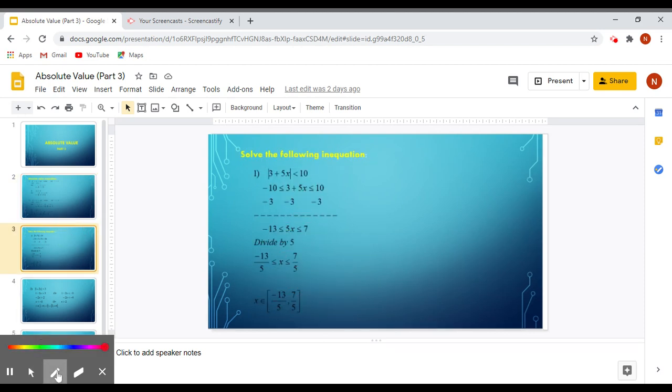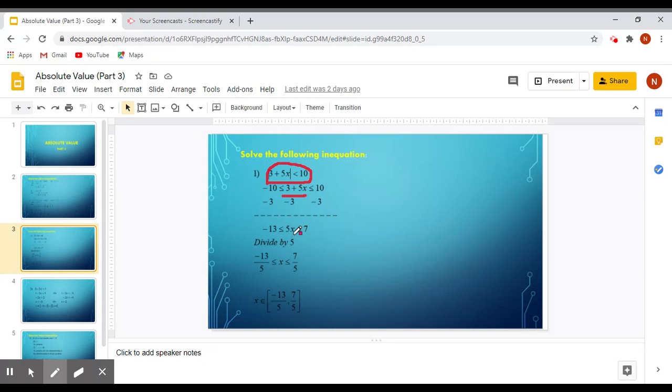Now we have a more advanced form of the inequation. So absolute value of 3 plus 5x is less than or equal to 10, then this 3 plus 5x is between minus 10 and 10. We have to get rid of the 3, so I subtract 3 from the 3 sides of the inequation. So minus 13 is less than or equal to 5x less than or equal to 7.